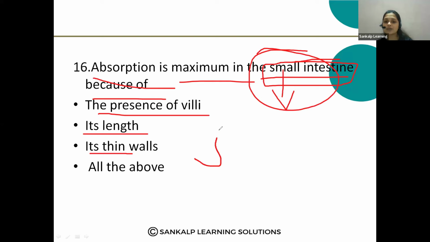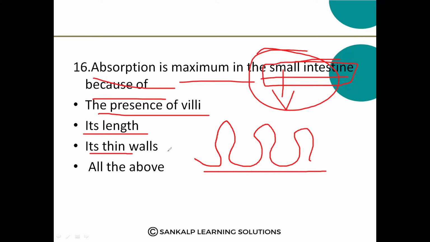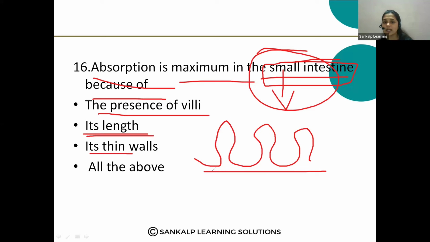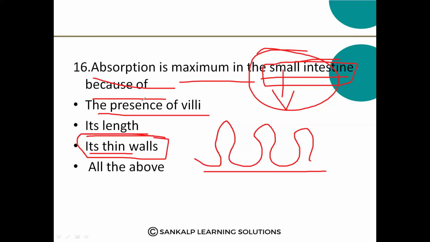In the last class we discussed the presence of these finger-like projections, what are they called? Villi. And its length is also long compared to the other organs. The length is more, and it has thin walls also. So what can you say? The answer is all of the above. Yes, all of the above is the correct answer. Note down the question.